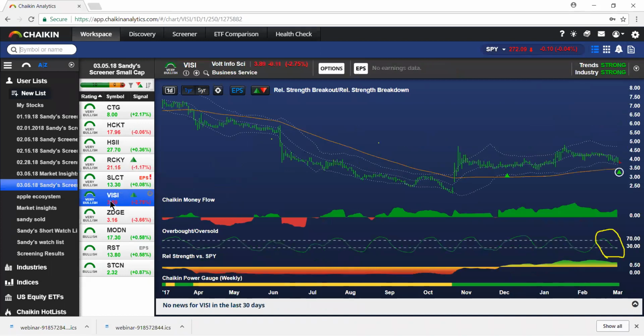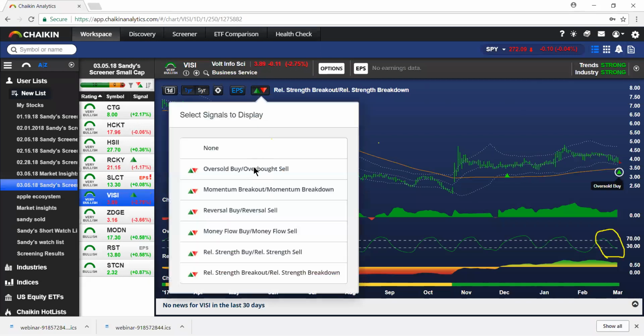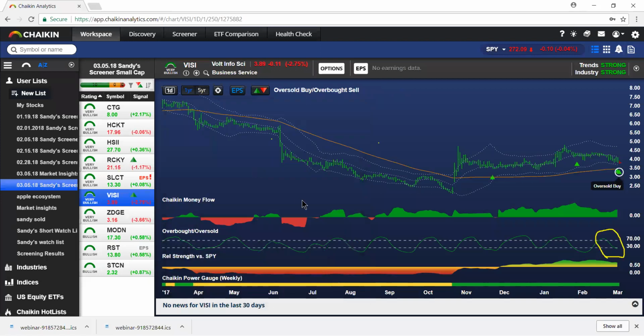Now this one has a buy signal on it. I have an oversold buy signal on it. So what I would do here is go into the buy signals and say, okay, how did it do on previous oversold buys? You can see here they were okay, but this stock has kind of gone on a straight line. So again, this is not that appealing to me. So I'm going to pass on that.